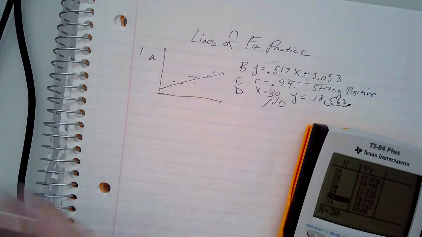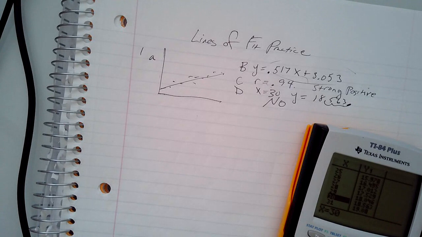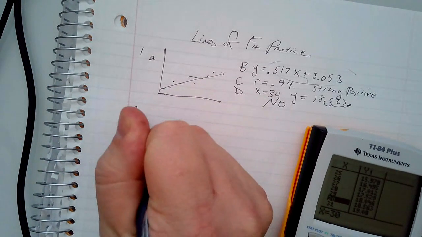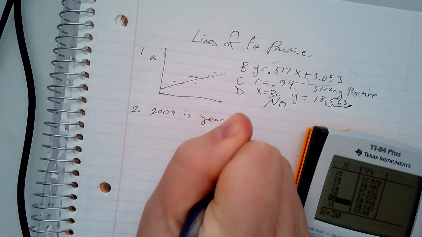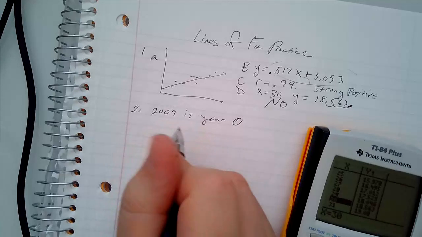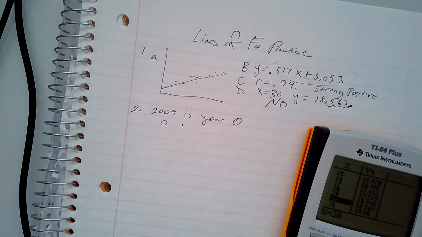All right. Number 2. The table shows the number of stores owned by a popular coffee house over an 8-year period. Use a graphing calculator to find the equation for the line that best models the data, where x is the number of years since 2009. So for number 2, remember that 2009 is year 0. So we'll do 0, 1, 2, 3, 4, all the way to 2016, right?